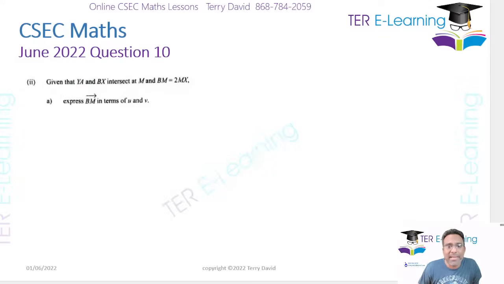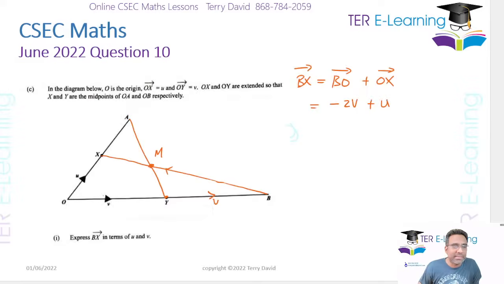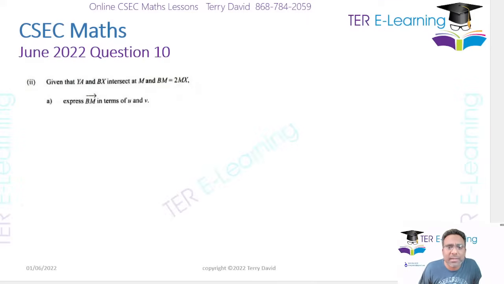Such that BM is 2MX. BM, where is BM? So BM is 2MX. So that means that if I were to divide up this line here, this is two parts and this is the next part here. Now what do they want? They said express BM, so we want BM.